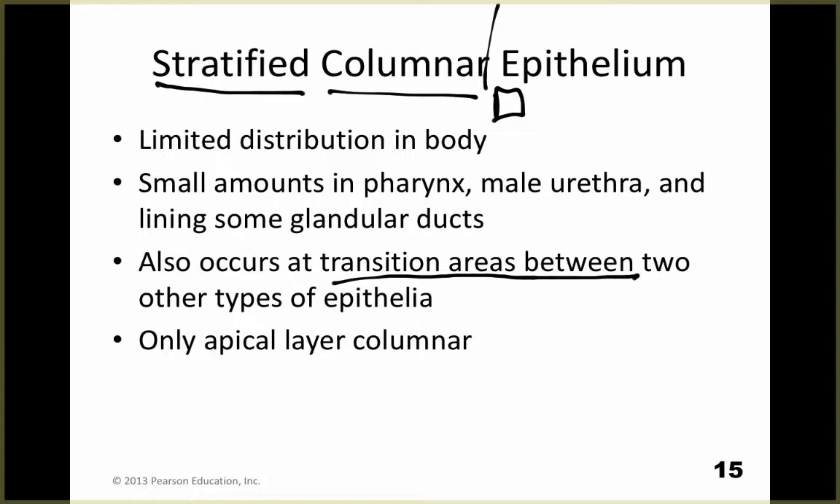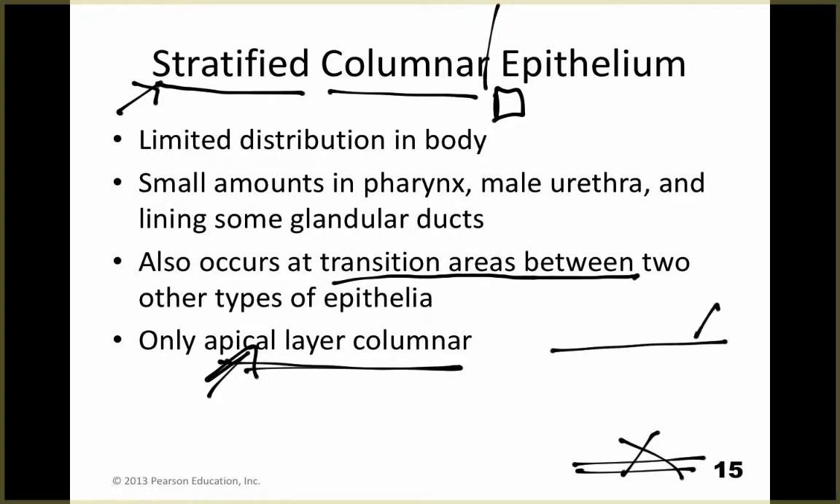But if you look at it, stratified means that you have a lot of layers. So realize the only one that looks columnar is the apical layer. And remember, it's not the basement layer that we look at to determine what cell we have or what type of tissue. It's the apical layer we look at, or the top that's exposed to the outside, whether that outside is inside the body or if it's truly outside the body.